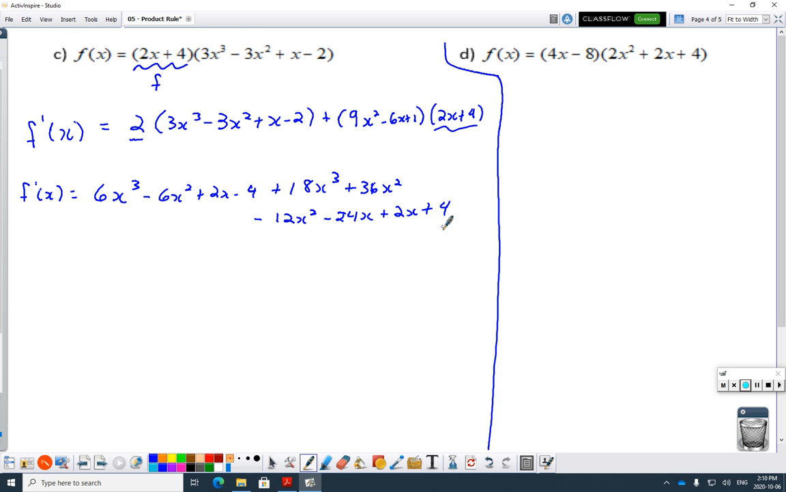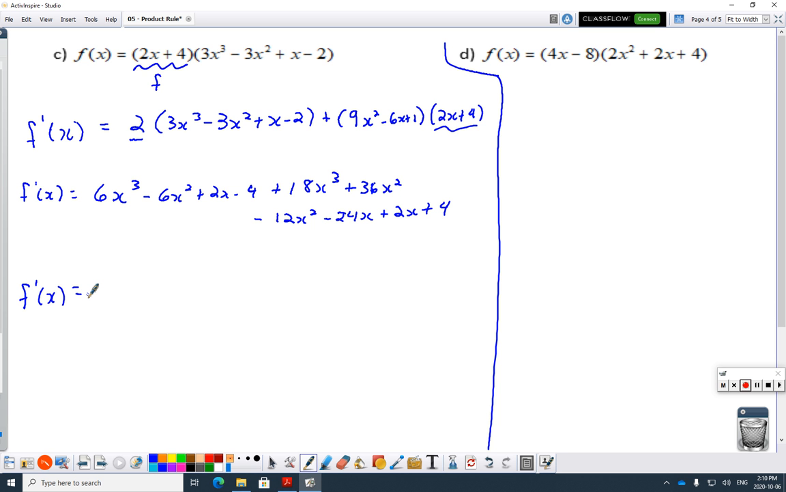And like I suggested, every time I do an expansion like that, I like to look back and see how I did. 6x cubed minus 6x squared plus 2x minus 4. 18x cubed, 36x squared, negative 12x squared, negative 24x, plus 2x plus 4, and then some collecting of like terms.